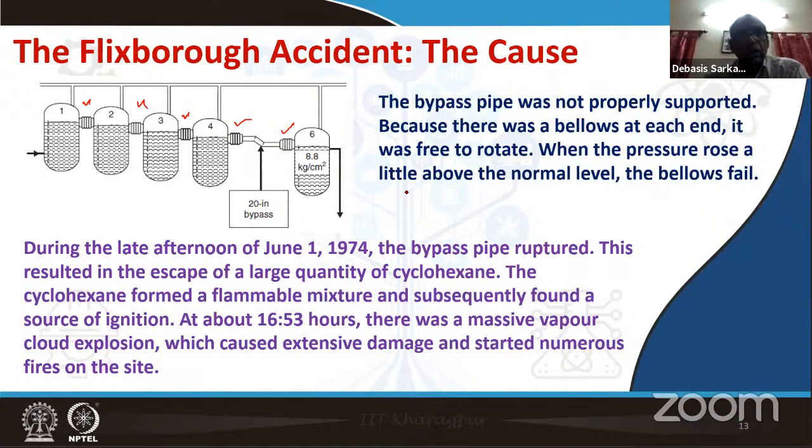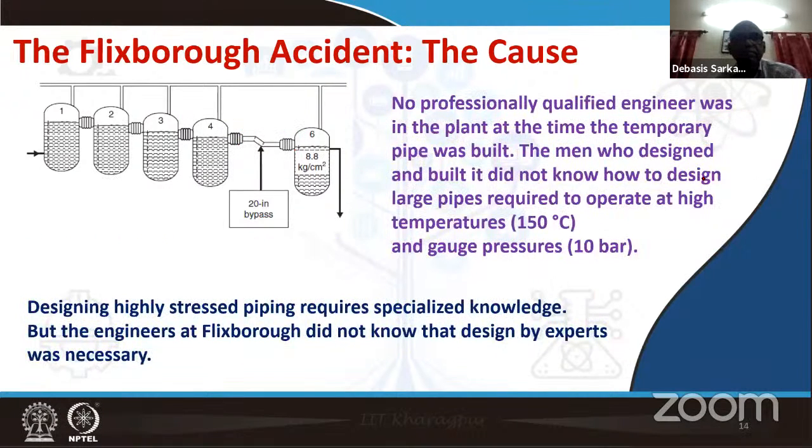So note how a temporary modification that was not done professionally killed so many lives and destroyed the entire plant. No professionally qualified engineer was there in the plant when the temporary pipe was built. The man who designed and built the temporary assembly did not know how to design large pipes required to operate at high temperature and high pressures.